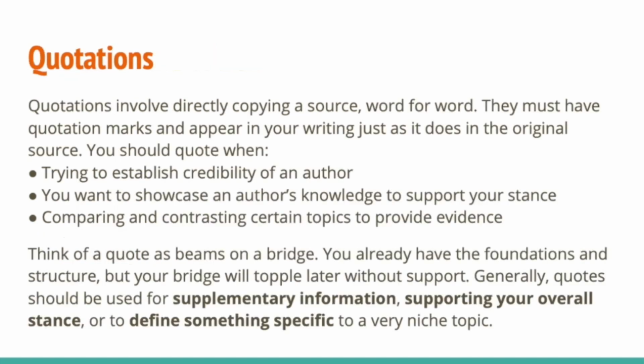So there are two different ways that you can include information from your cited sources within your research paper. The first is quotations, direct copying of a source word for word. They must always include quotation marks and appear exactly as they did in the original source in your paper, so you should not change anything within the quote. Another way that you can include information in your paper is a paraphrase, which is when you restate the information in your own words. So how do we know when to use a quotation and when to use a paraphrase?